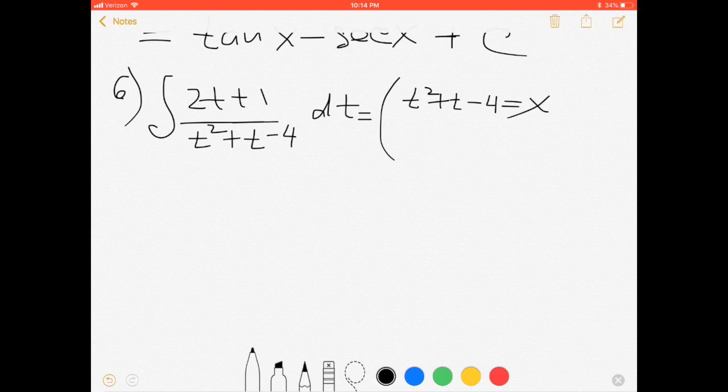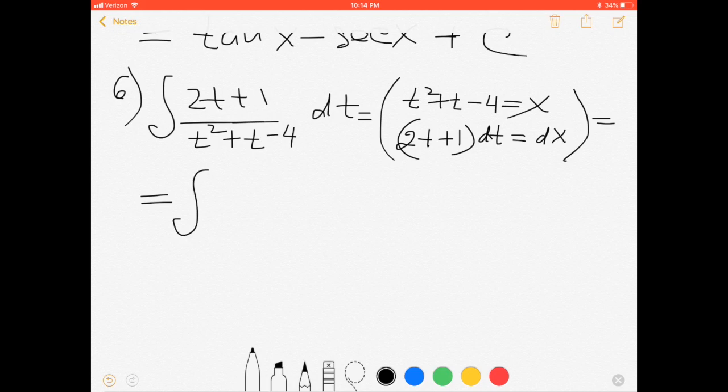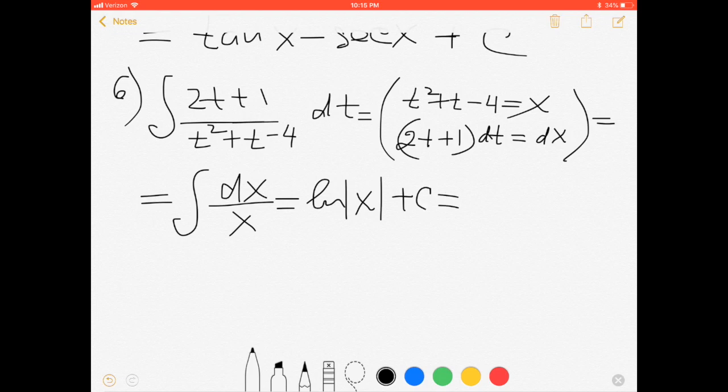This means there is an easy way of solving: just substitute t squared plus t minus 4. Whatever variable you want, for example, x. Then take a derivative, you have 2t plus 1 dt will be dx. And here we have integral dx over x. We all remember this is natural log absolute value x plus c, which gives you natural log absolute value t squared plus t minus 4 plus c. Okay.